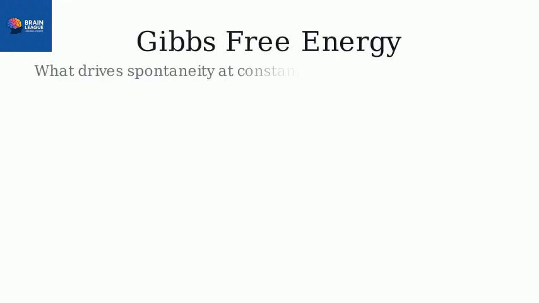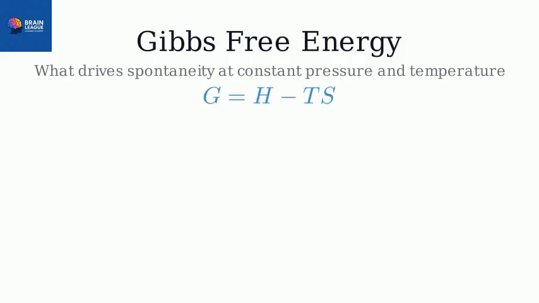In 2 minutes, let's build a clear, visual understanding of Gibbs free energy. We start with the defining idea. G equals H minus T times S. H is enthalpy, heat-like energy. T is temperature. And S is entropy, a measure of spreading or disorder.